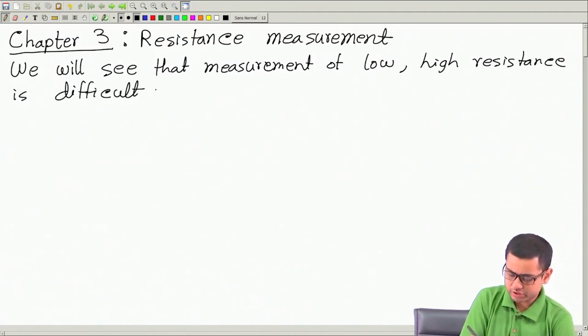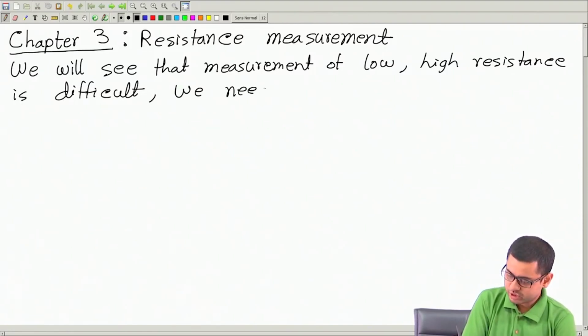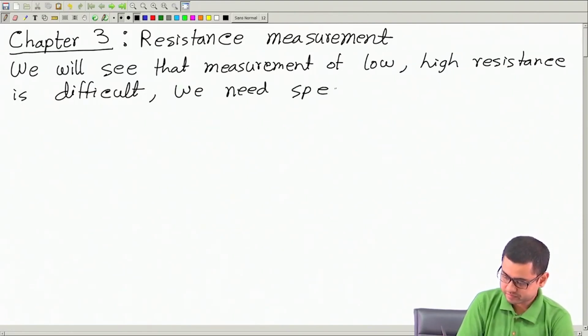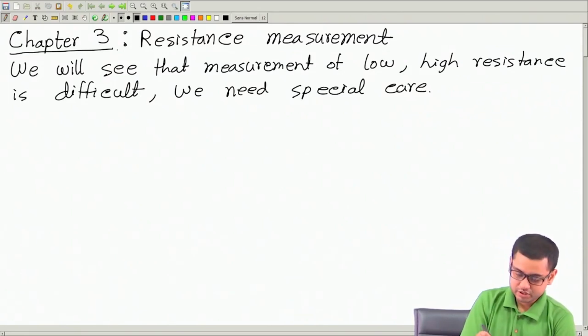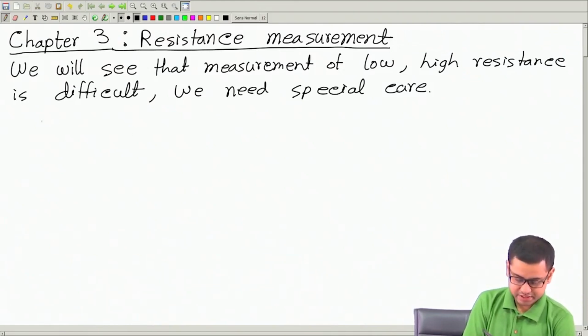There are some issues and we need special care about that. So this is what we will learn in this chapter. This chapter is on measurement of resistance. So let's begin with a very simple idea.